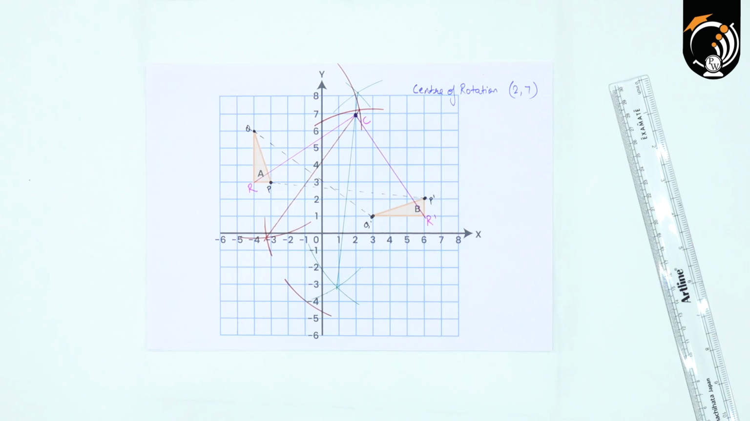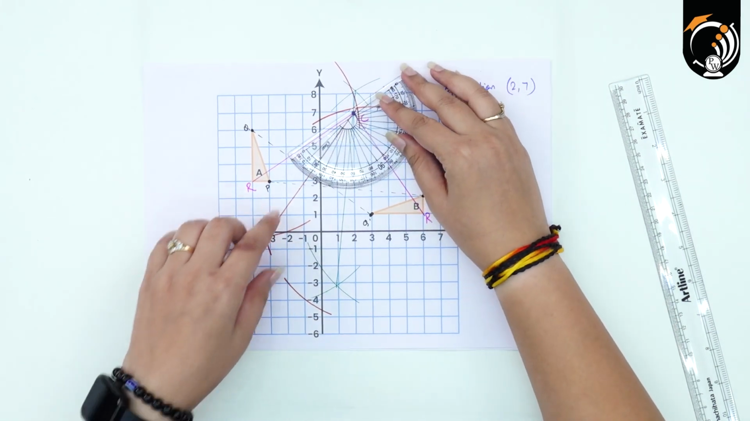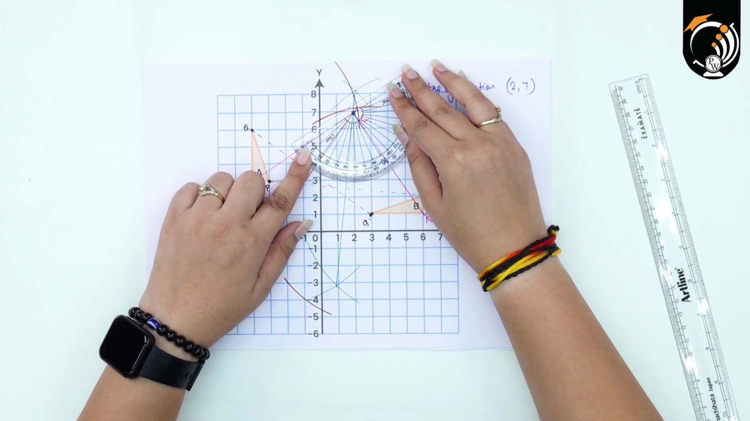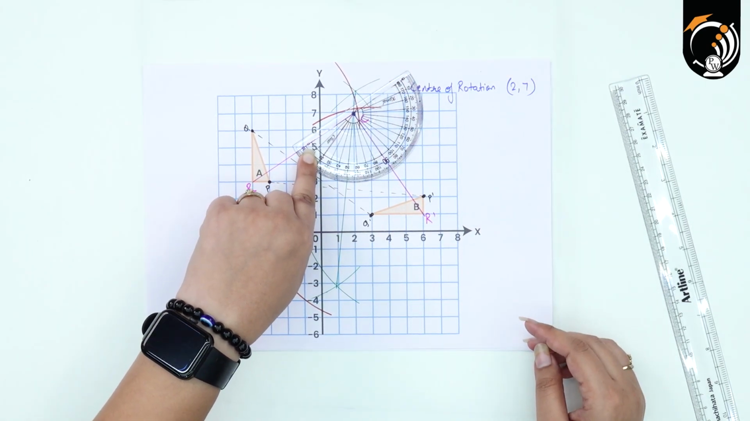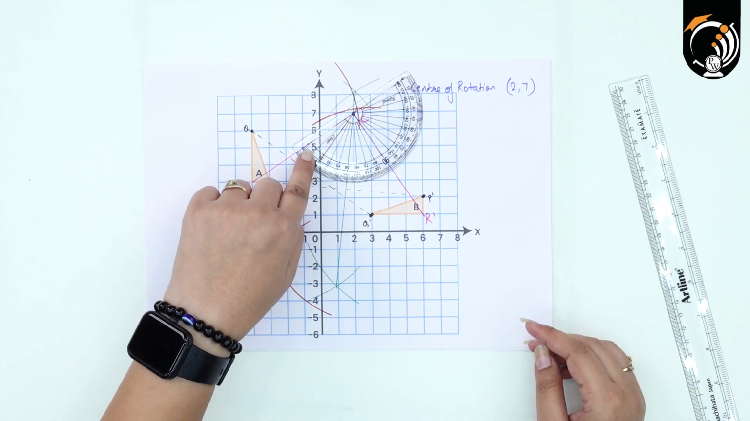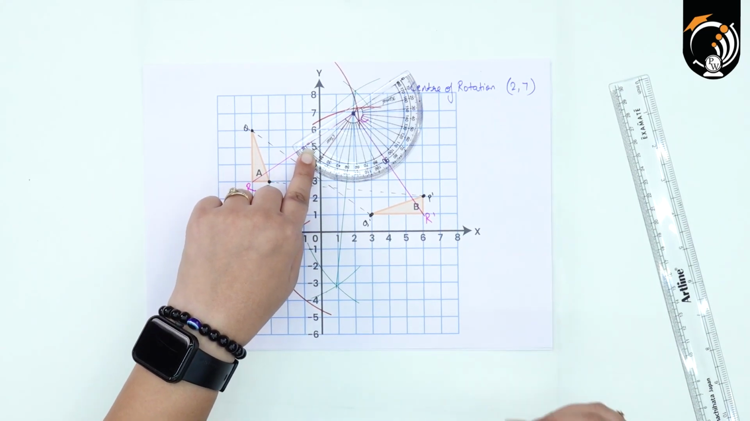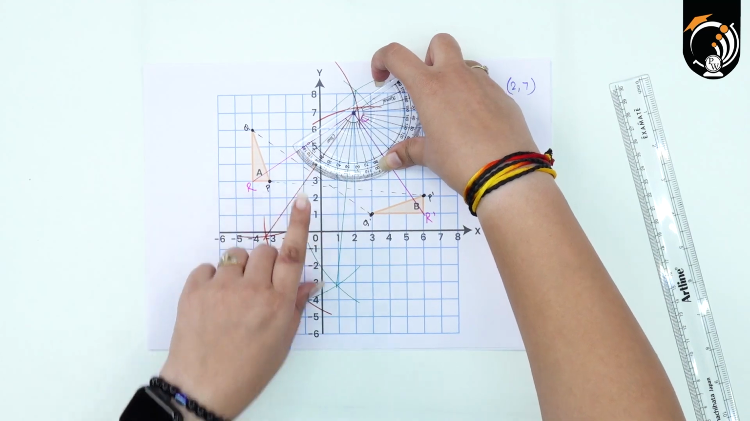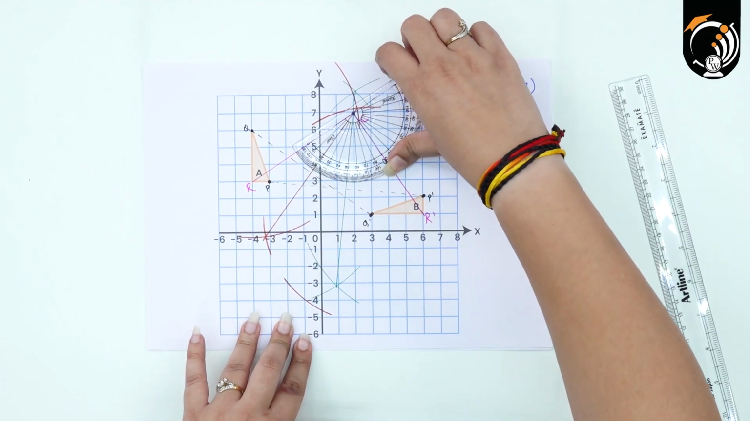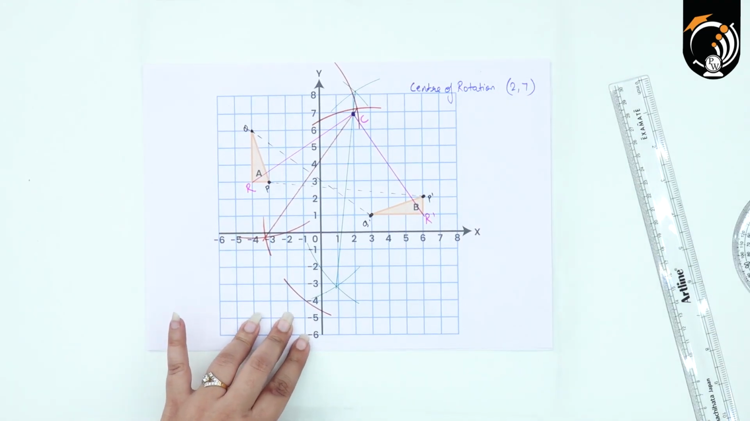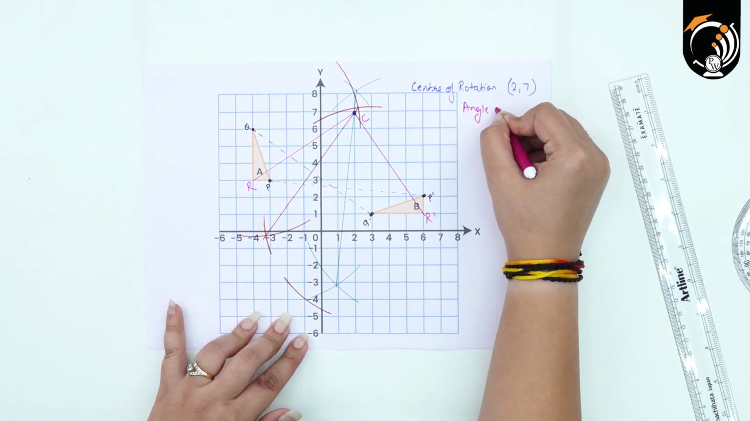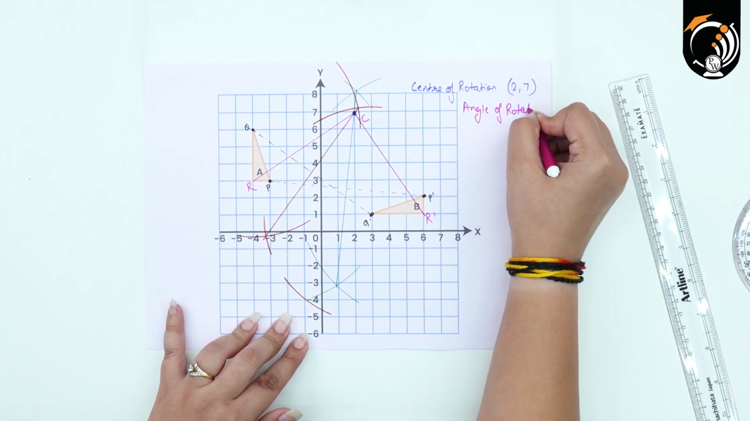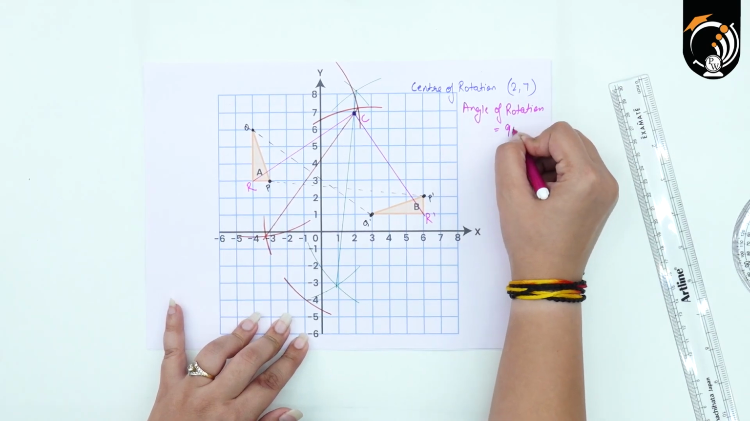Now we are going to use a protractor in order to find out the angle of rotation. So you are going to use a protractor here and measure this angle to find its value. Exactly what we can see here is that we are getting the value of this angle as 90 degrees. So that is the angle of rotation here. Is that clear? Understood? So the angle of rotation is equal to 90 degrees.